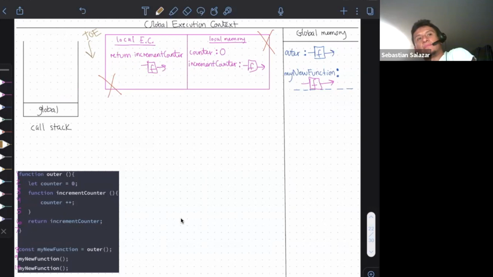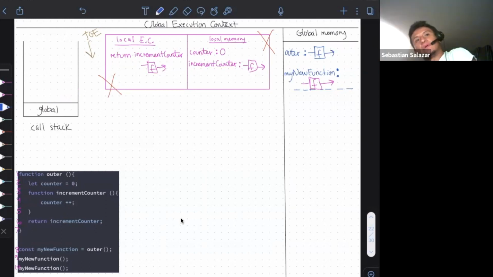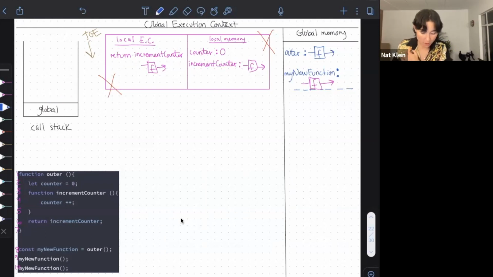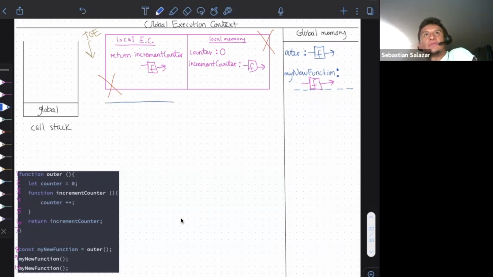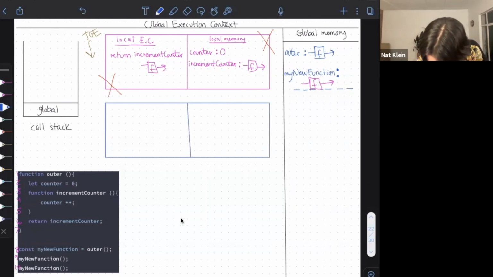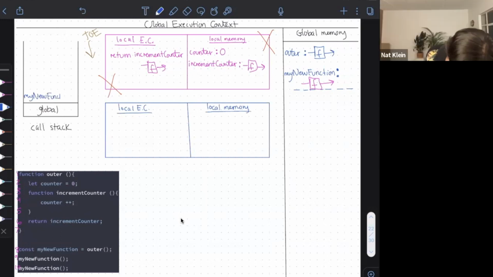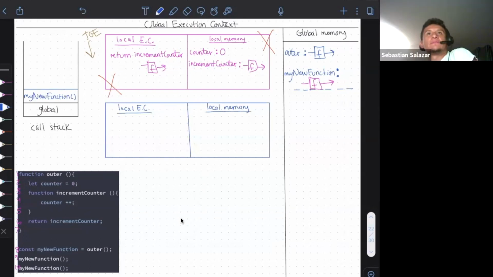9. 9, exactly. And what is 9? What is line 9 asking us to do? It's invoking my new function. Yep. And so when we invoke a function, what do we have to open up? New local execution context and a new local memory. Yep, new local execution context, which has its own store of data or its own variable environment or local memory, as you said. And then what happens to the call stack? On the call stack, we're going to push my new function stack frame onto the call stack. Yeah, nice, very nice. Cool. All right. And then we're going to weave the toe back into the local execution.